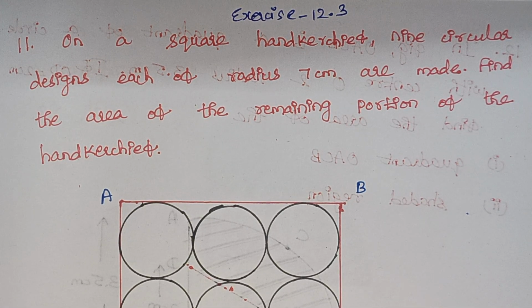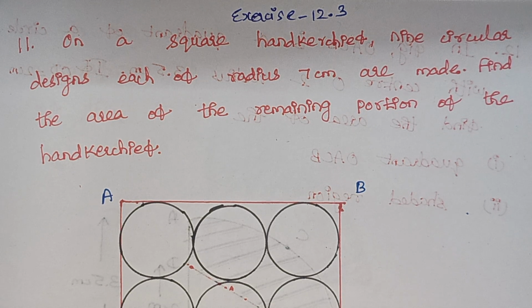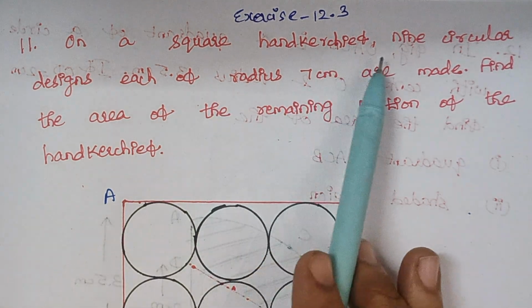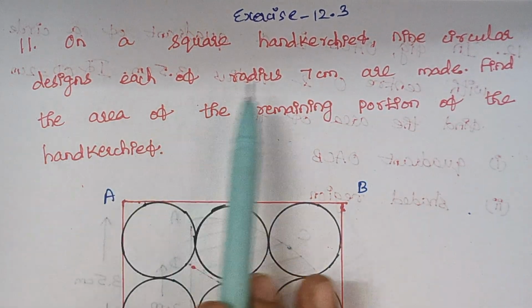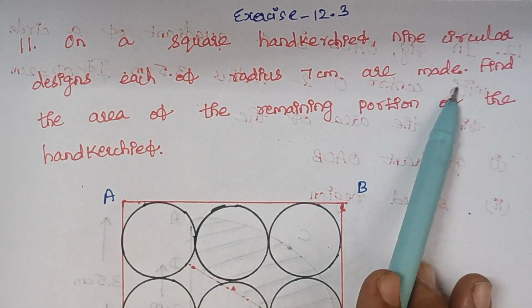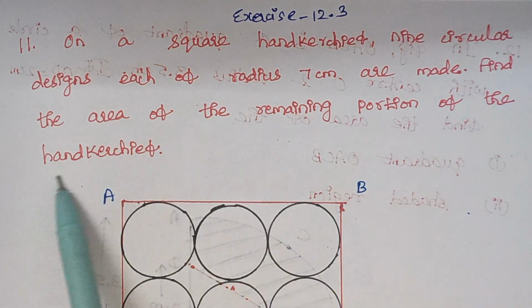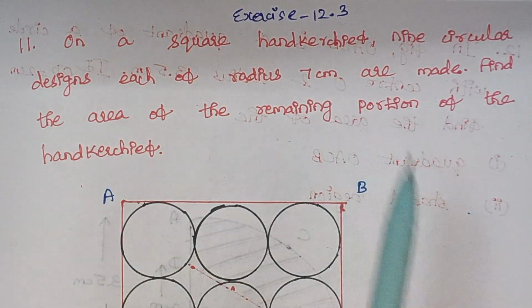Today we are going to solve the problem in exercise 12.3, problem number 11. On a square kerchief, 9 circular designs, each of radius 7 cm, are made. Find the area of the remaining portion of the handkerchief.